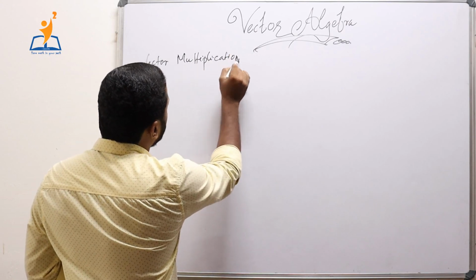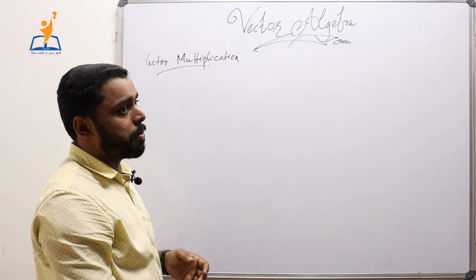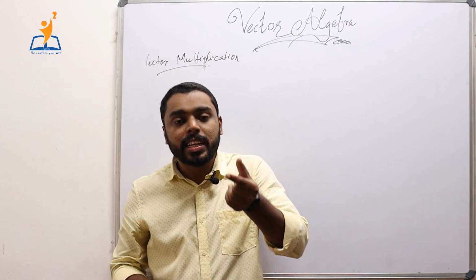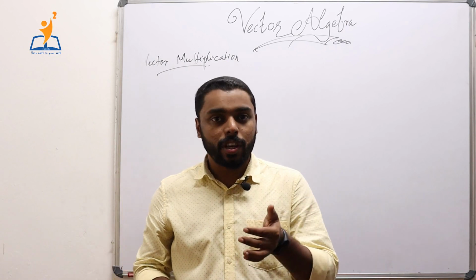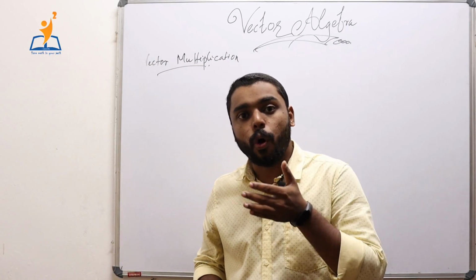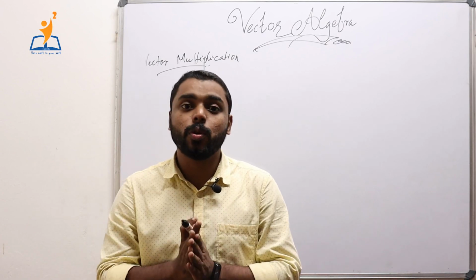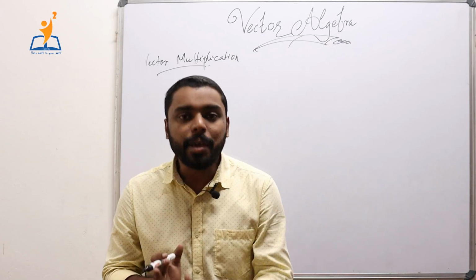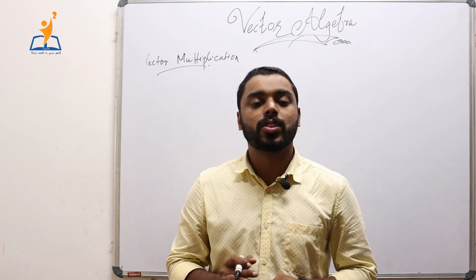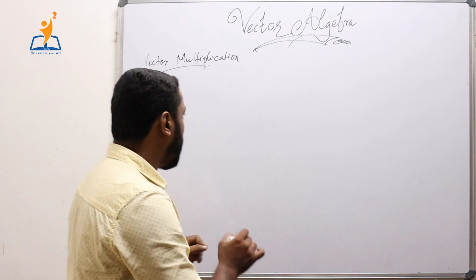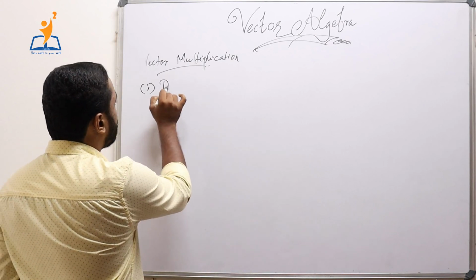We know that we can always multiply two numbers in one and only one way. But when it comes to functions, we know that we can find the point-wise product of the functions as well as the composition of two functions. Similarly, we have two kinds of product when it comes to vectors. The first one is the dot product.